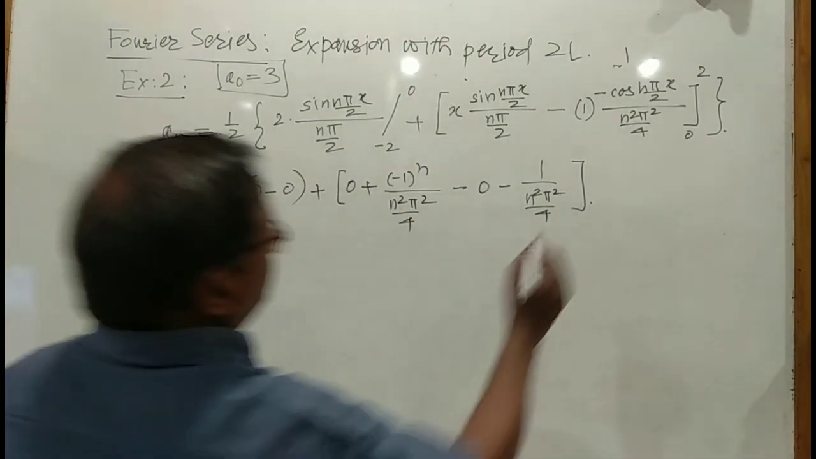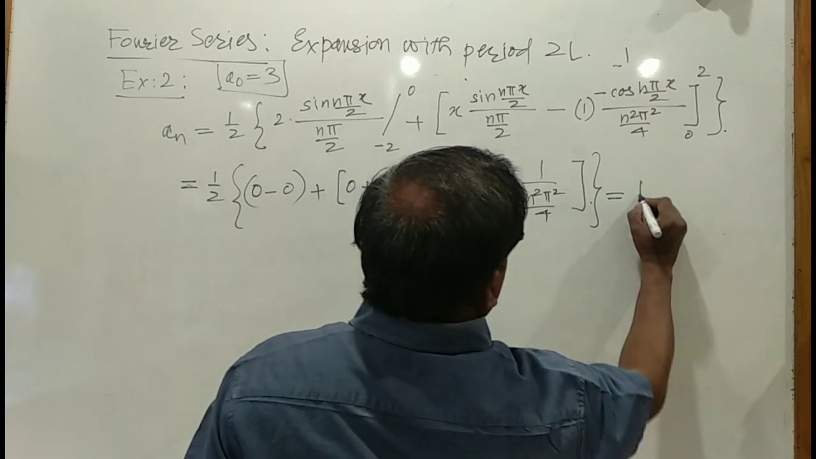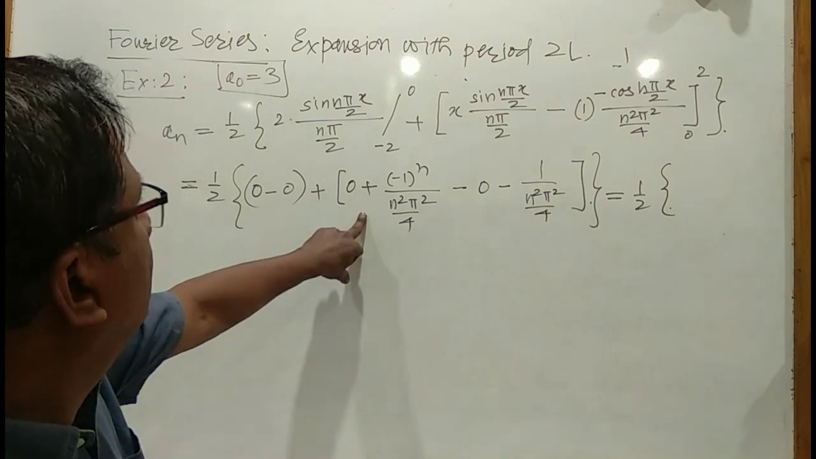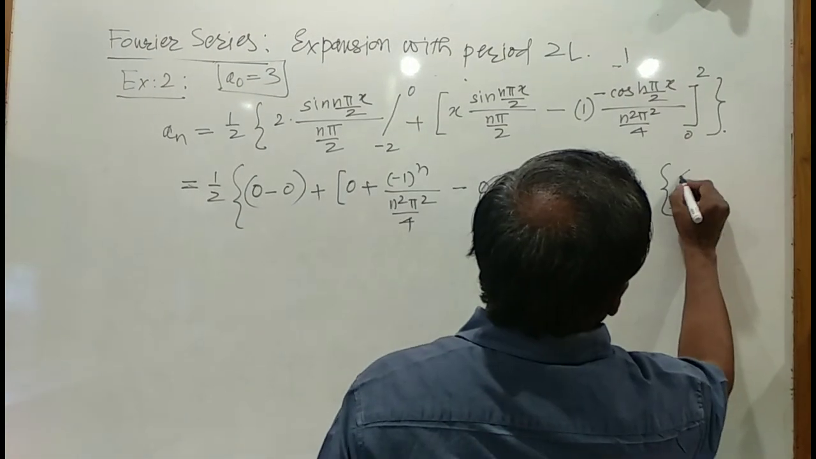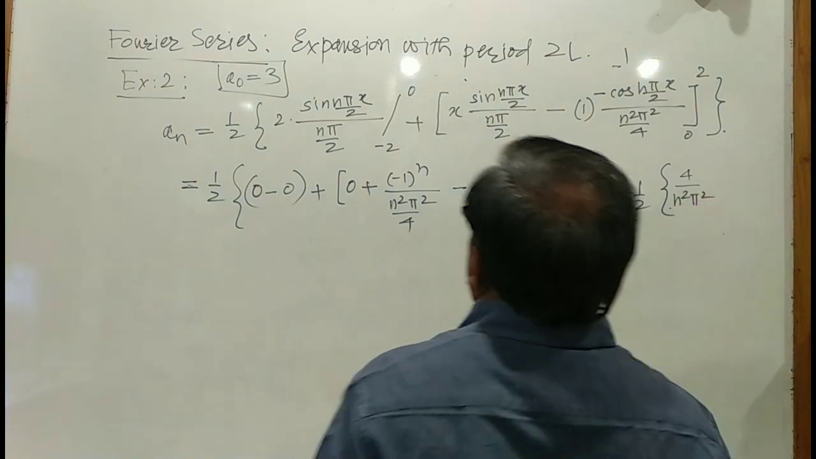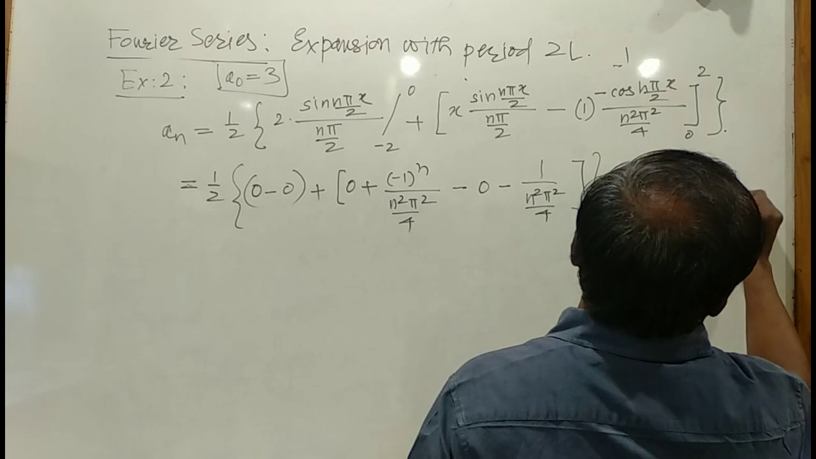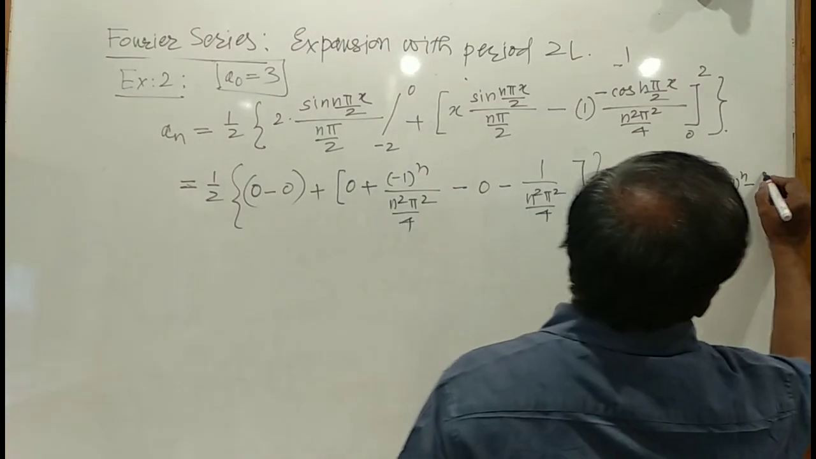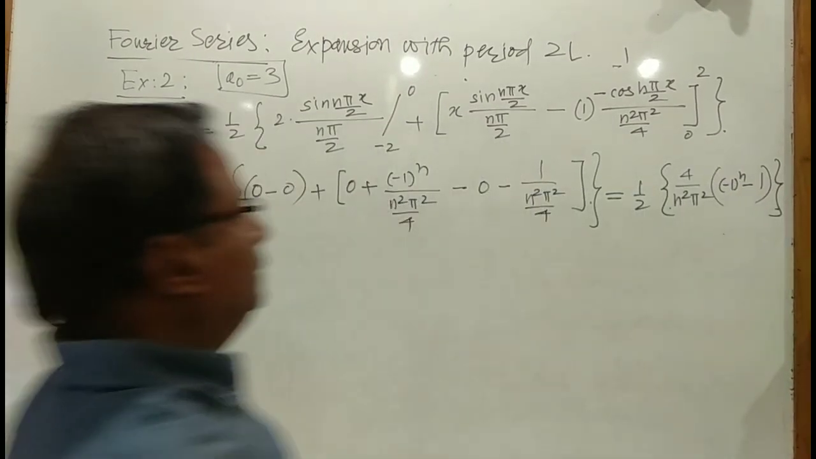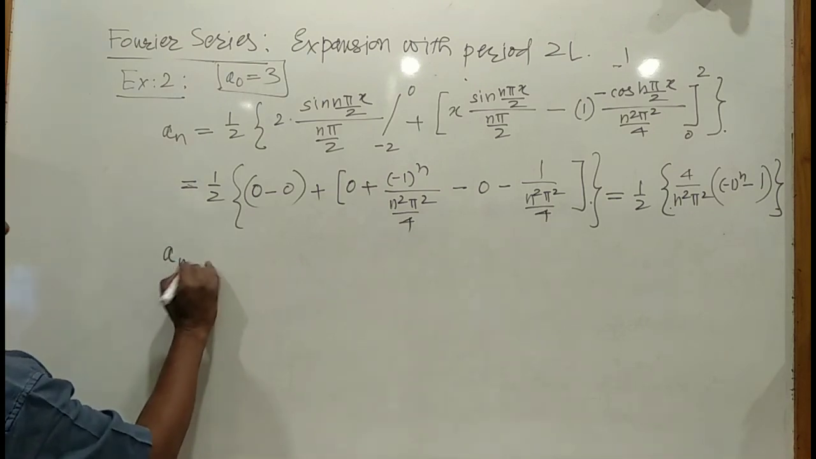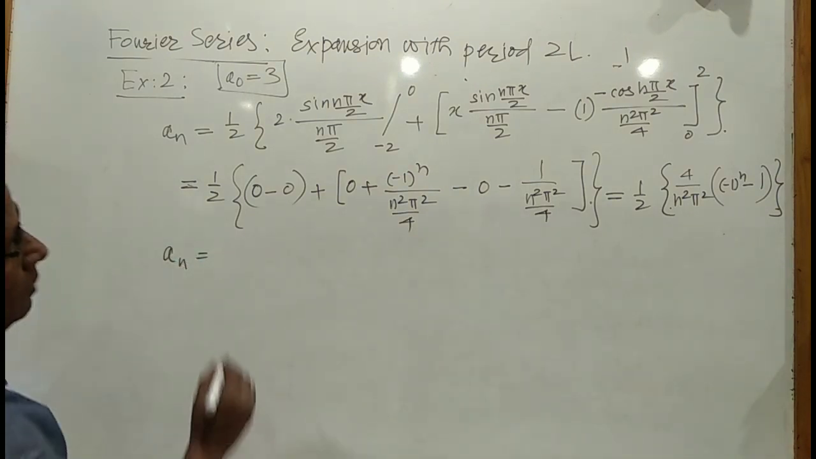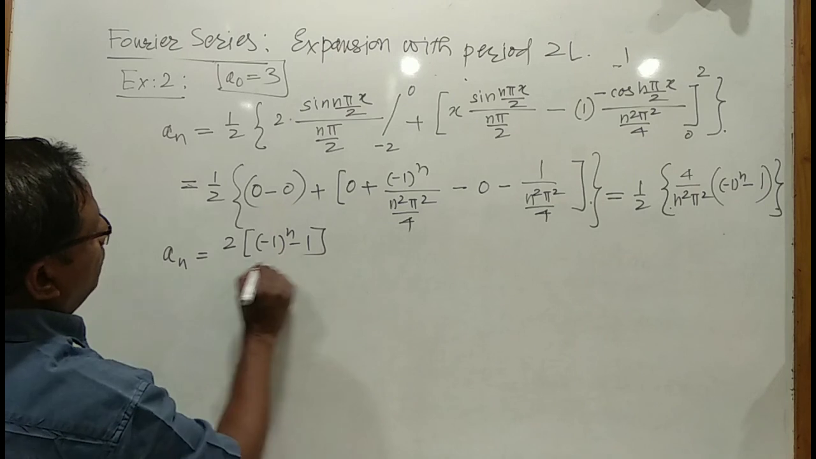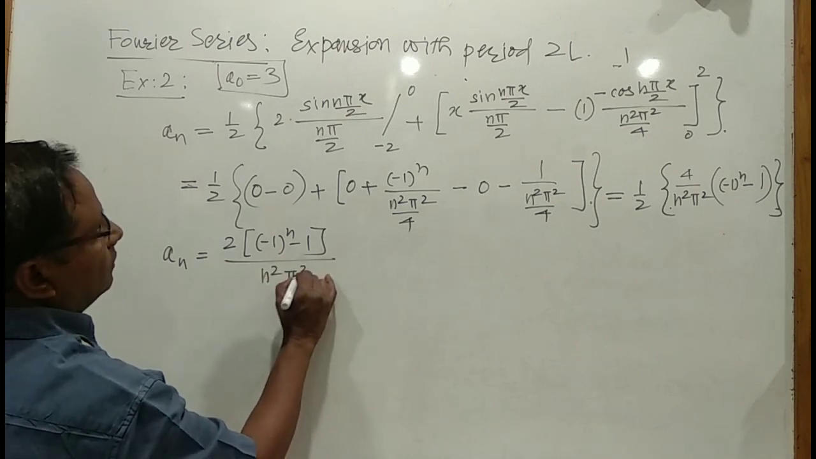So simplify this. What we will find is half into, this is 0. So here 4 upon n square pi square, you can write here, and in the bracket you have minus 1 raised to n minus 1. Okay. That is an equals to 2 upon, or 2 into minus 1 raised to n minus 1 upon n square pi square.